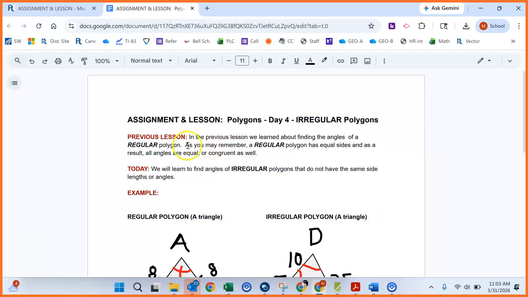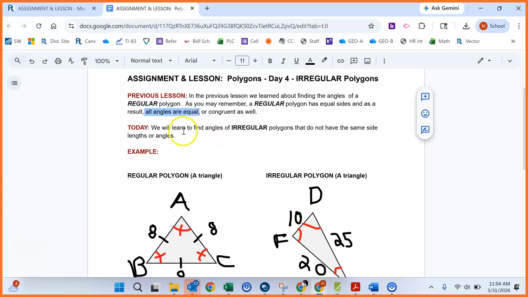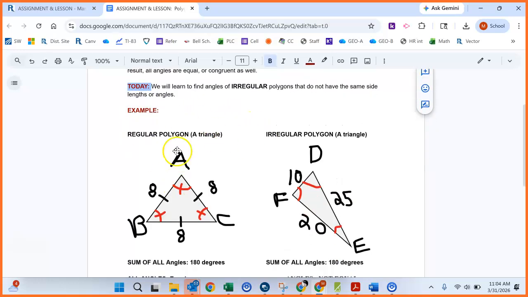The first thing is that in the last lessons, we learned about regular polygons. Remember, regular polygons have equal sides, and all angles are equal. But today we're going to learn about irregular polygons that do not have the same side lengths or angles. So let's look at an example of what we did before. Before we learned about regular, but today we're going to learn about irregular.